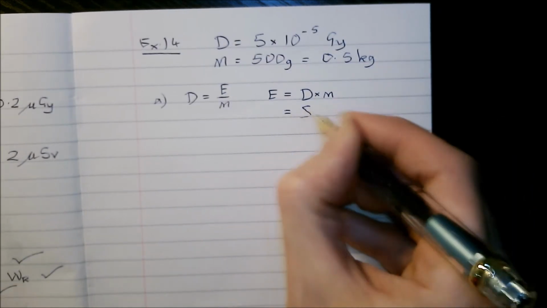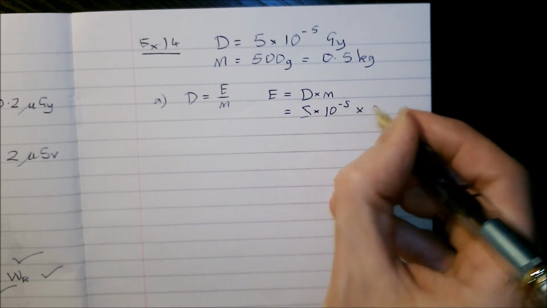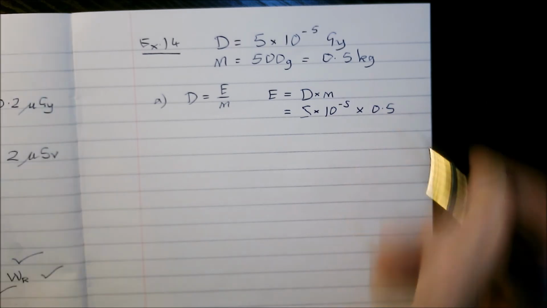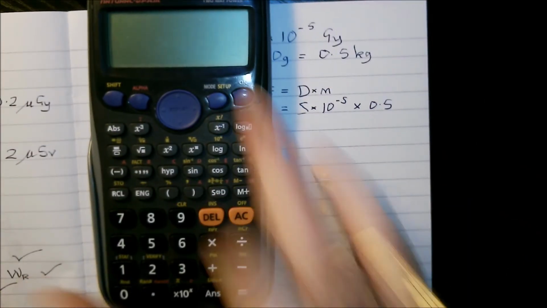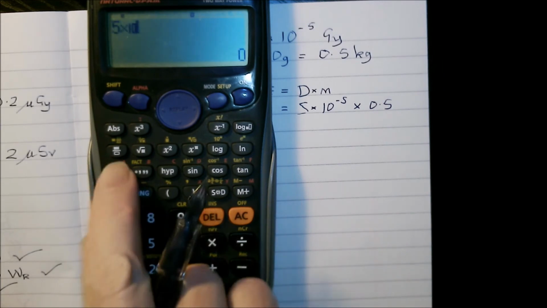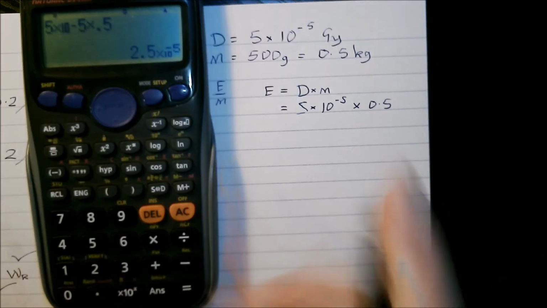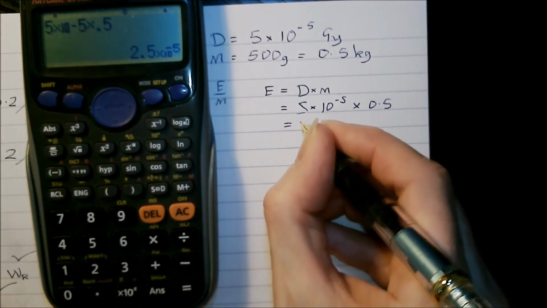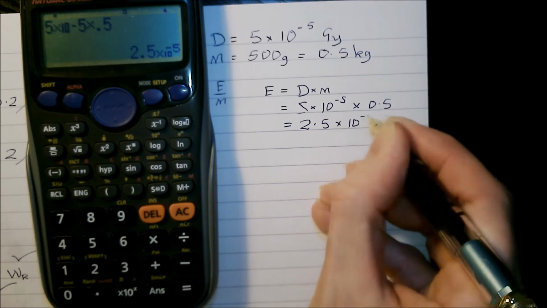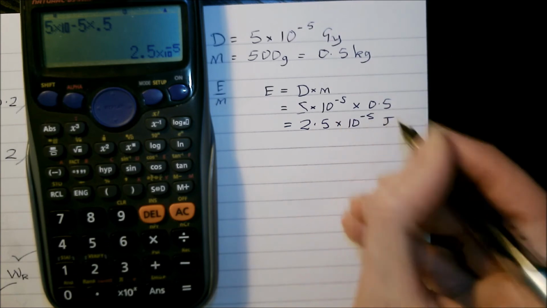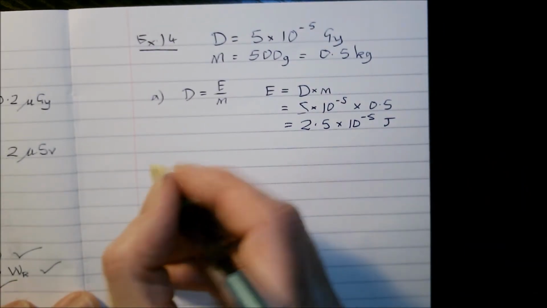So 5 times 10 to the minus 5 multiplied by 0.5. That'll give you 2.5 times 10 to the minus 5. The unit for energy is joule. So that's part A.